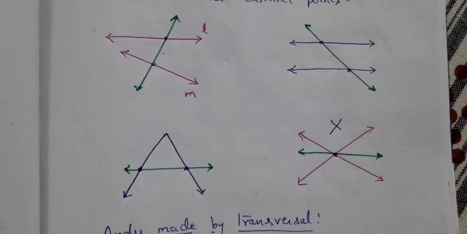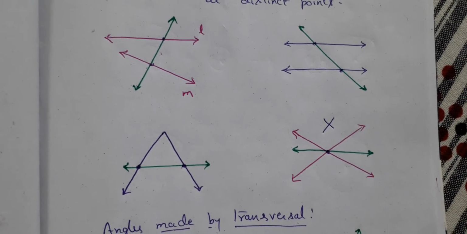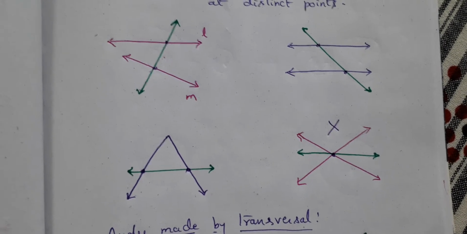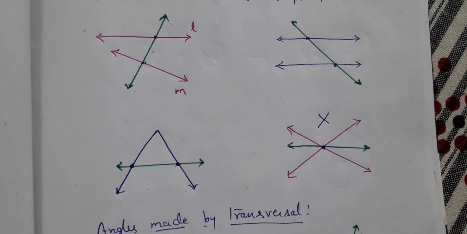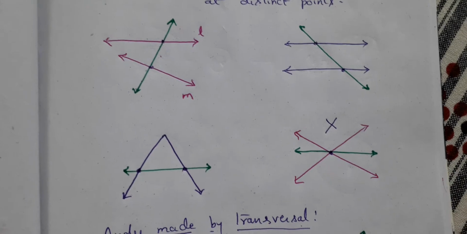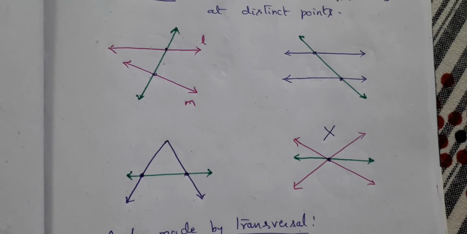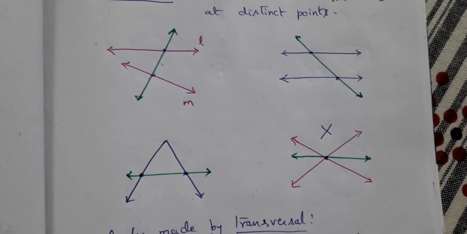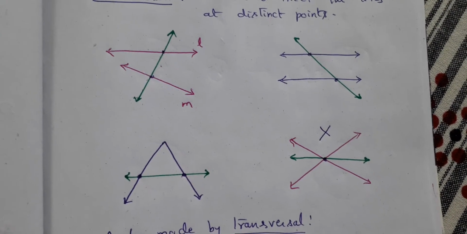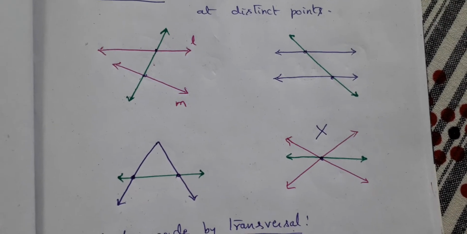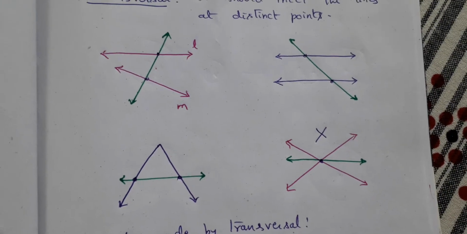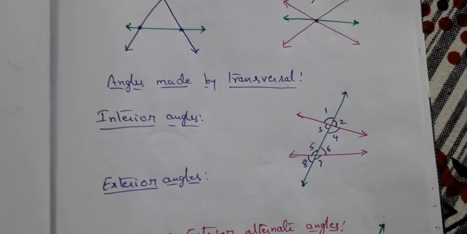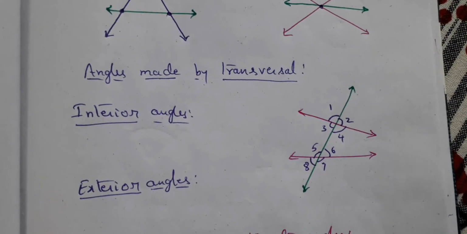So what is the basic condition of a transversal? It is not necessary that lines should be parallel. So for any set of lines, however they are, if a particular line meets those lines at different points, then the line is called a transversal. Okay, children? So simple, straight. Only thing is just imagine. Okay. Next, angles made by transversal.